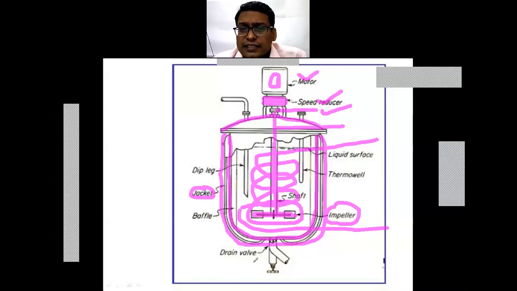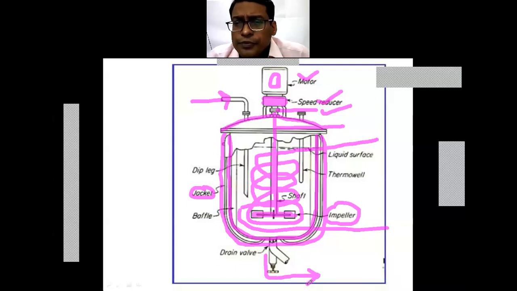Then the inlets and outlets will be provided to this vessel. The inlet will be there, and certain drain holes or the outlet, for taking the product. You have to drain out the product, or sometimes, if it is a continuous process, the product will be taken out from the upper part also. So that depends on the operation.